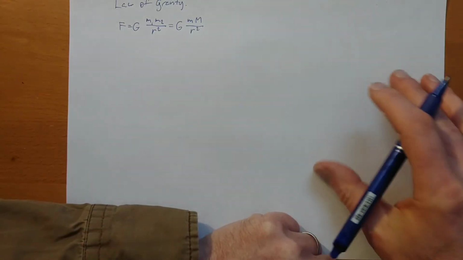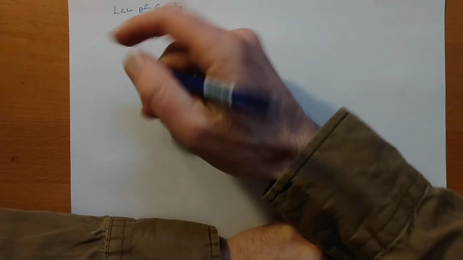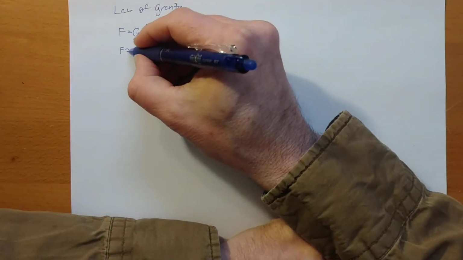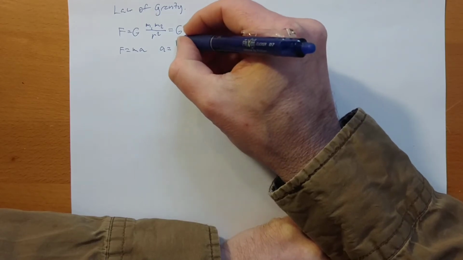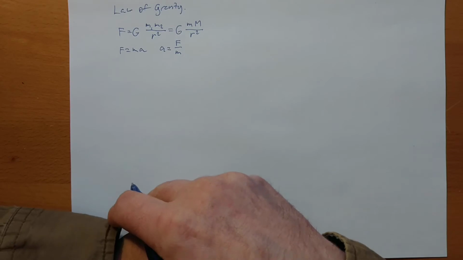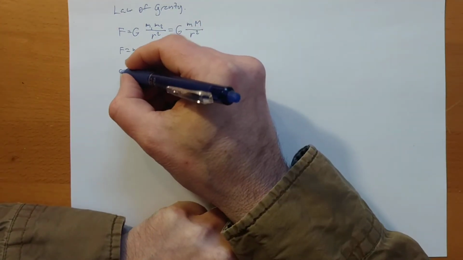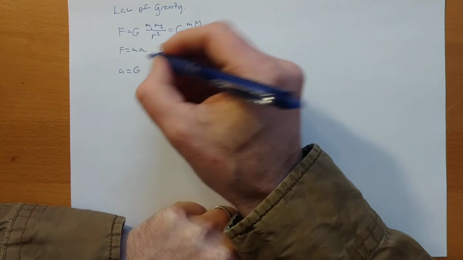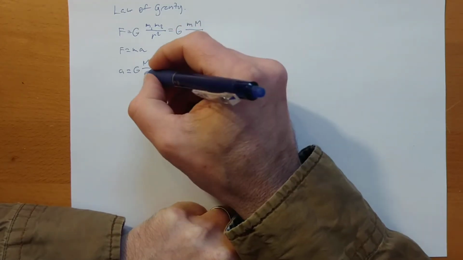We can also write this in terms of gravitational acceleration, and since we know that force equals mass times acceleration, we have that acceleration is force divided by mass. So we could take this formula and divide by the mass, and we get that the acceleration equals G capital M over r square.